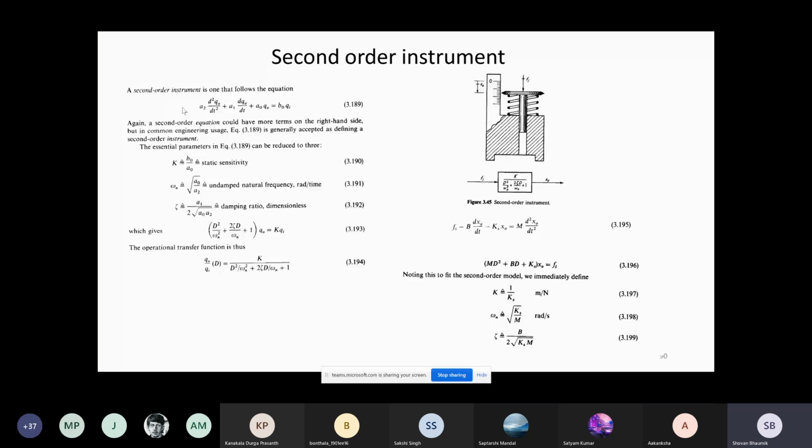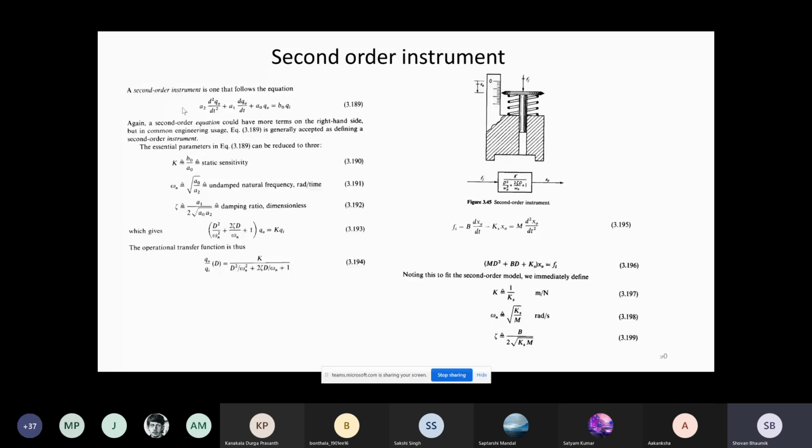This is a second order differential equation. There might be more terms on the right hand side which contain the derivatives of qi, but we assume that there are no zeros and all the derivatives are absent. That may be valid in engineering instruments, but there are many instruments which have the zeros or the derivative terms on the right hand side. But for the time being, let's ignore that and proceed.